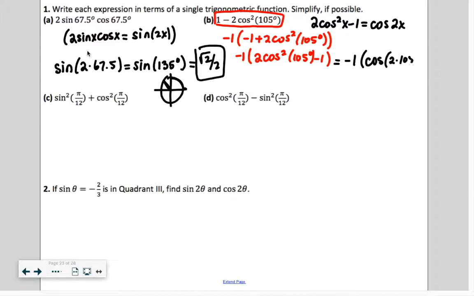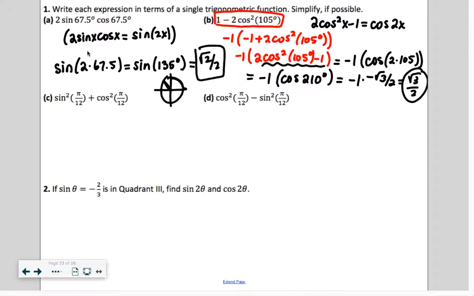What happened to the negative 1 inside the parentheses? Did it go away to become the 2 cosine x? It did go away. All of this became the cosine of 2x. And so I get negative 1 times cosine of 210, which, Kate, is what? Negative root 3 over 2. So I have negative 1 times negative root 3 over 2. So we get root 3 over 2.